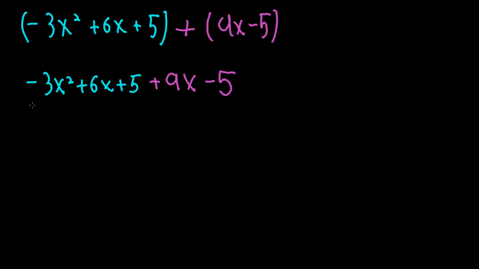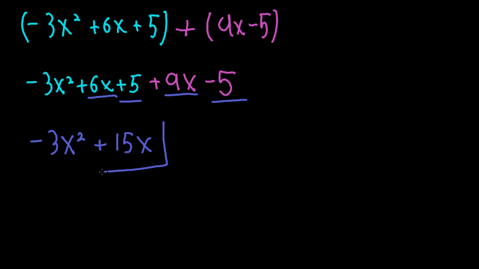So as you can see here, I have no other terms with x squared in it, just negative 3x squared. So I'm just going to write negative 3x squared. I have a 6x here and a 9x here, so I combine these two to get plus 15x. Finally, I have plus 5 and minus 5. Well, 5 minus 5 is equal to 0, so they will just cancel each other out. And all I'm left with is this as my answer.